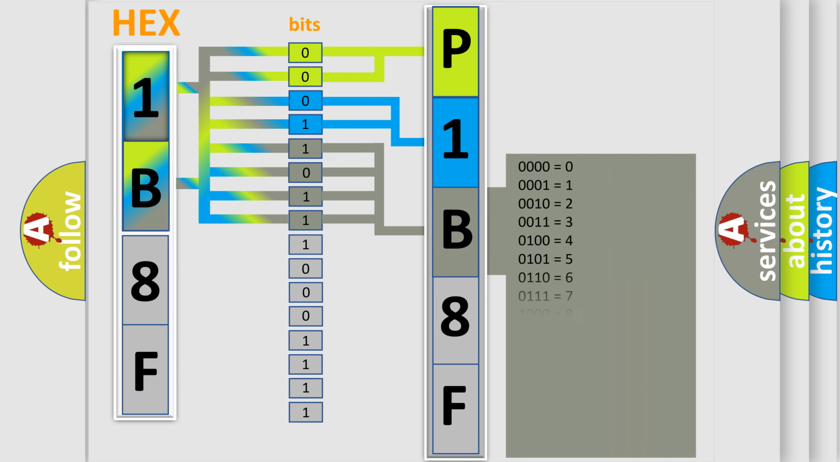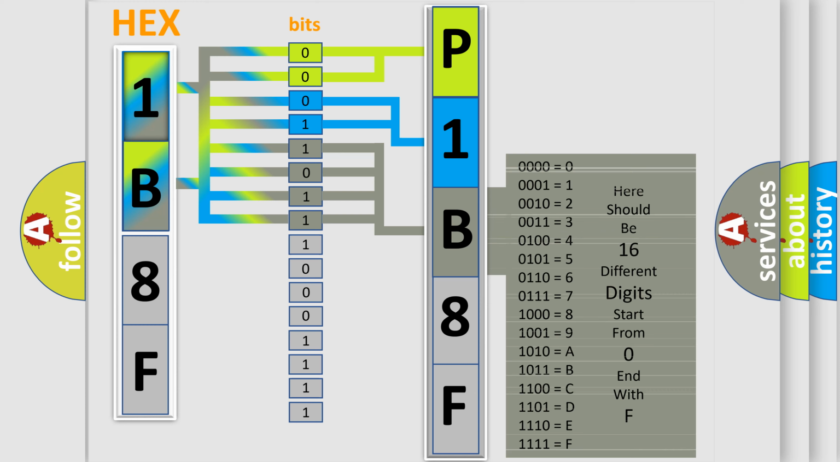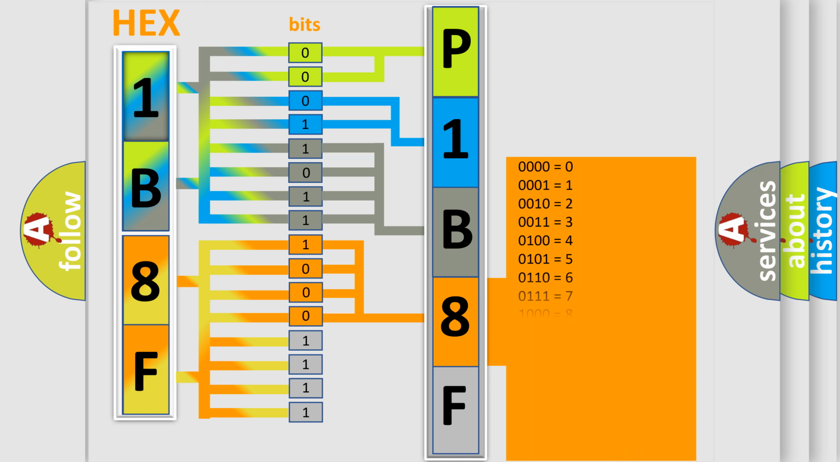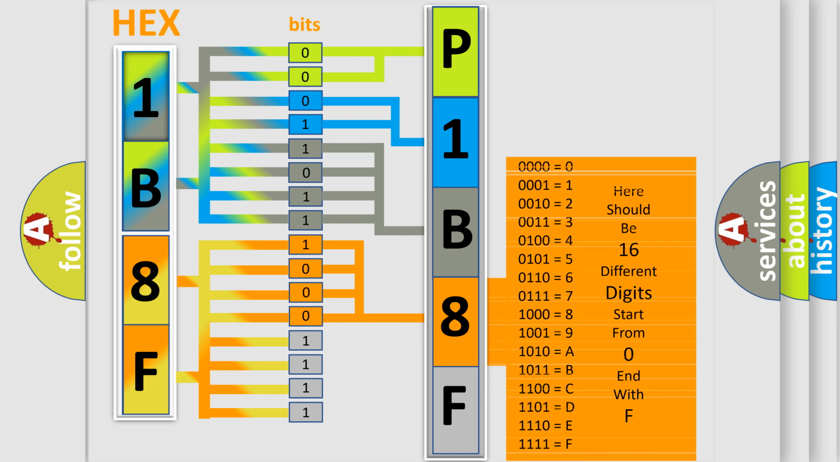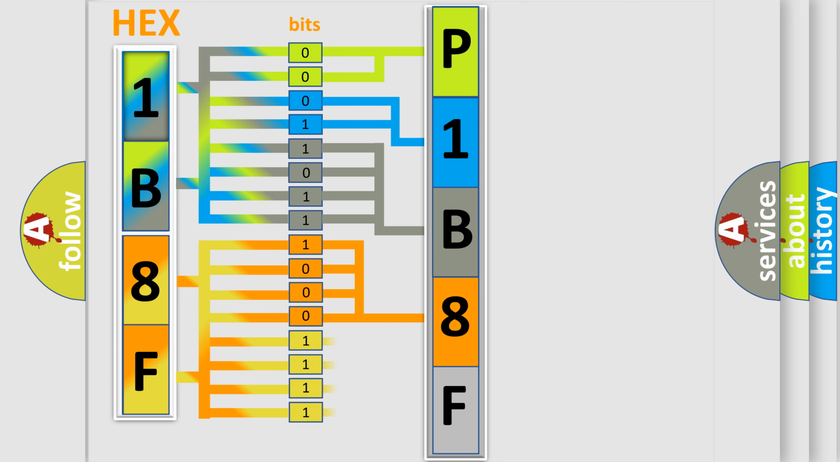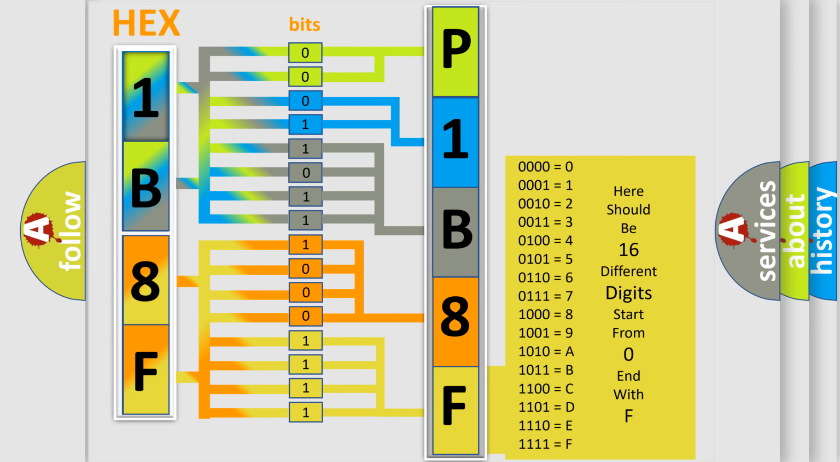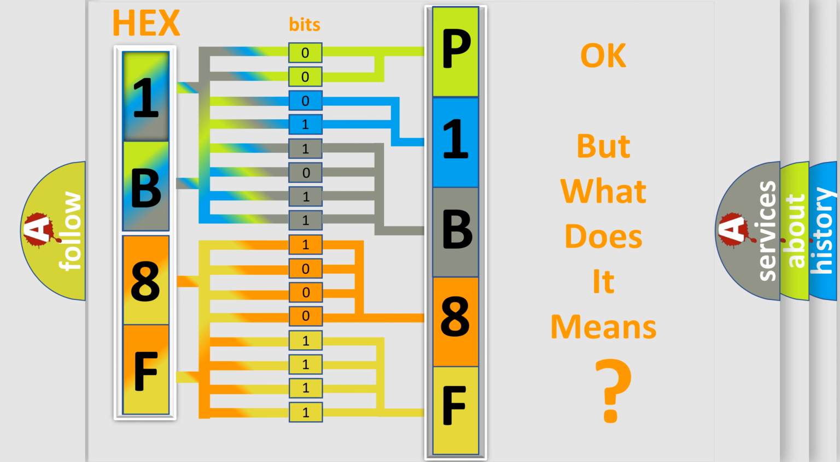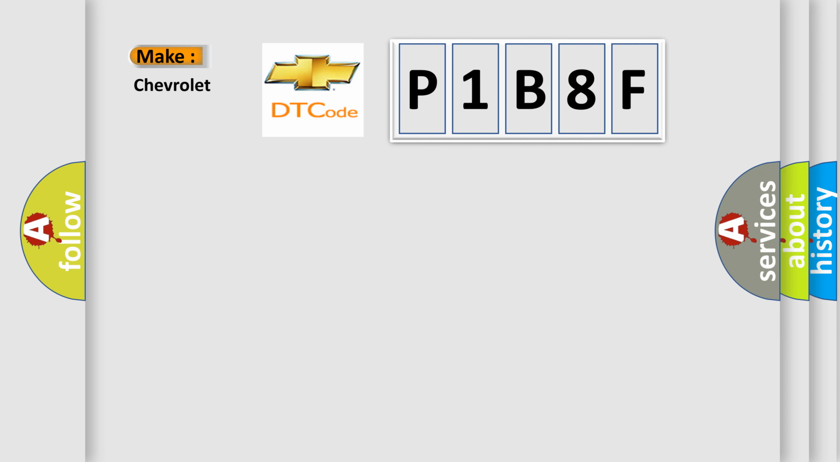The second byte is composed of a combination of 8 bits. The first 4 bits determine the fourth character of the code. And the combination of the last 4 bits defines the fifth character. A single byte conceals 256 possible combinations. We now know in what way the diagnostic tool translates the received information into a more comprehensible format. The number itself does not make sense to us if we cannot assign information about it to what it actually expresses. So, what does the Diagnostic Trouble Code P1B8F interpret specifically for Chevrolet car manufacturers?